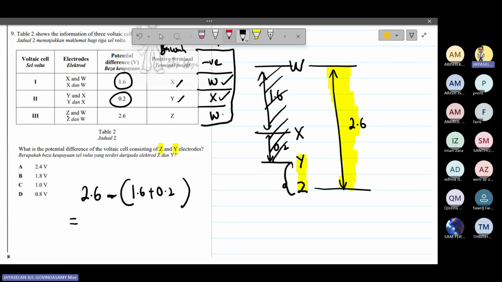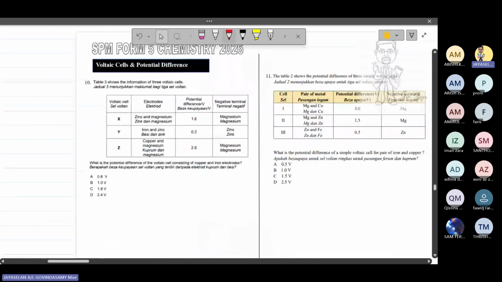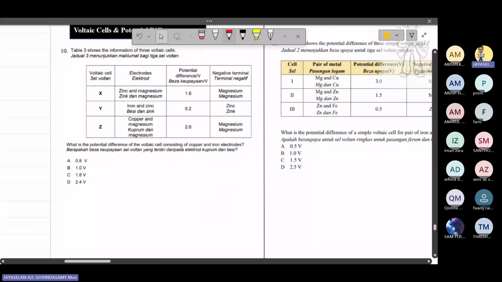2.6 minus 1.8. Amirul, faham tak? 0.6 eh. Okay, 0.8. Dapat kan? Okay, so satu dah dapat kan? Kita buat satu lagi. Kita buat objektif dulu, subjektif nanti kita buat. Okay, kita buat ini pula.